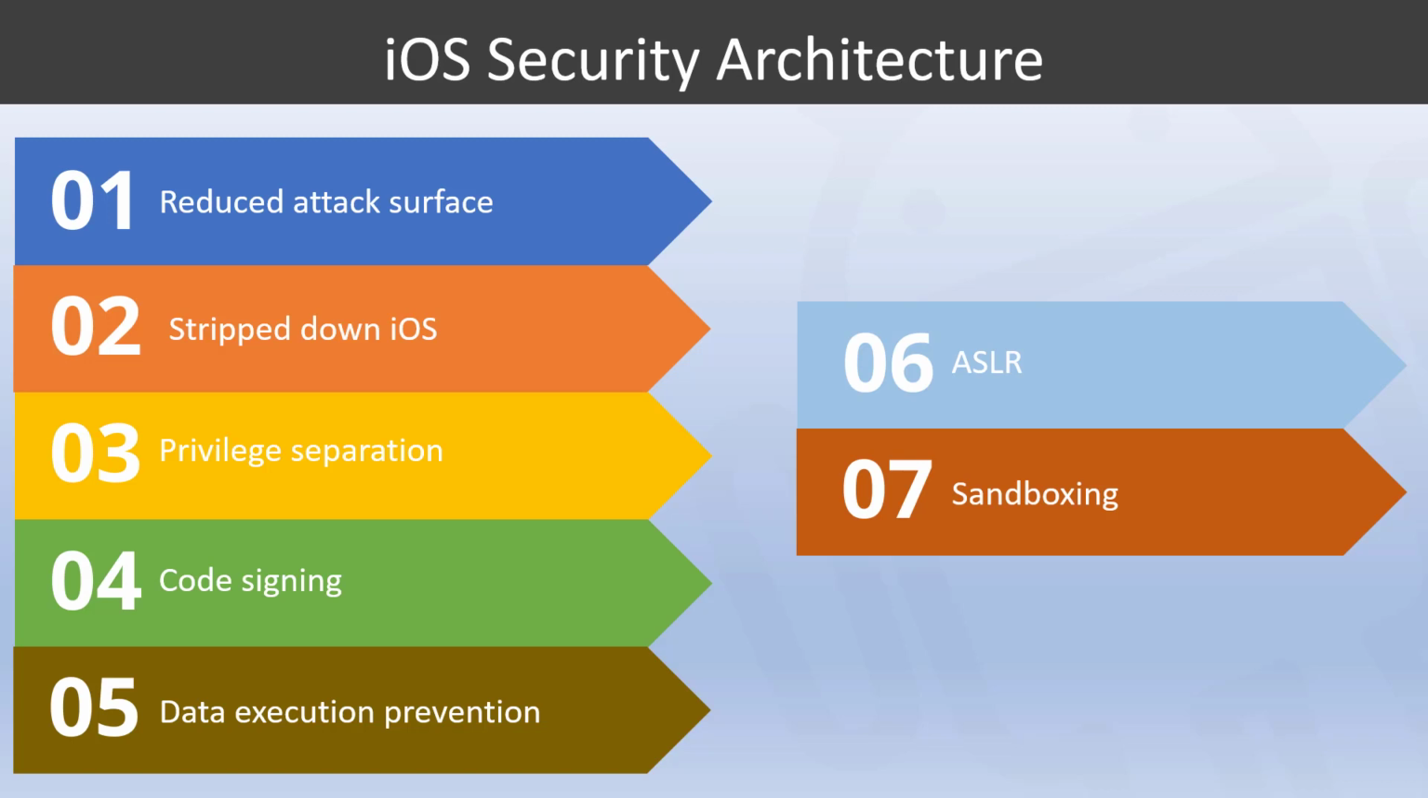Data execution prevention, or DEP, is a mechanism whereby a processor can distinguish which portions of memory are executable code and which portions are data. So DEP will not allow the execution of data, it will only allow code execution. This is important because when an exploit is trying to take place, it will run a payload which will probably be injected in the data side.